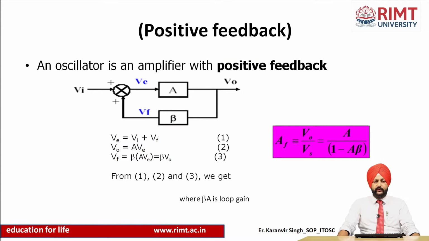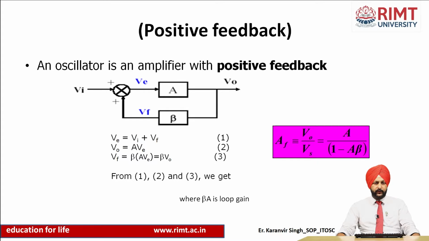So there is positive feedback. Here we can see that the oscillator acts as an amplifier with positive feedback. We provide the input voltage and add a summing point. After that we receive the effective voltage at the input of the amplifier, and then we obtain the output voltage. Then there is another block, beta, which we can also call the feedback network, providing the feedback voltage back to the summing point, which then goes to the input of the amplifier.